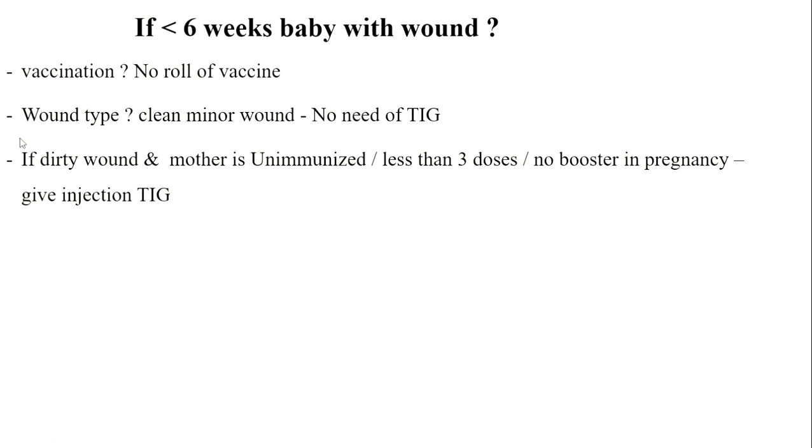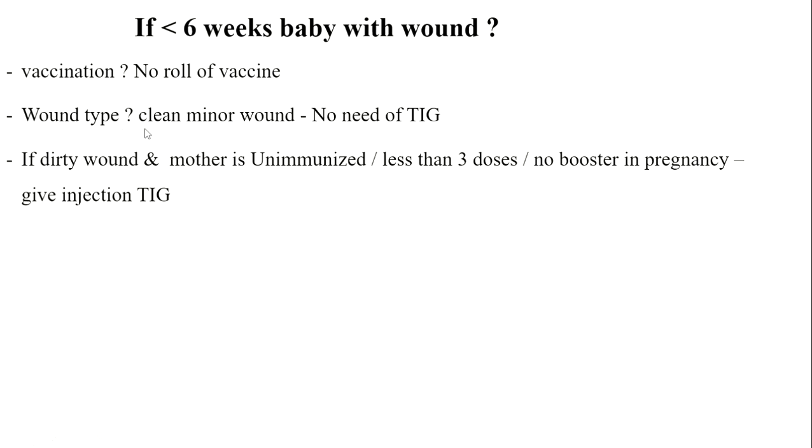So how do we approach a baby less than 6 weeks who comes with an injury to your clinic? What is the role of vaccination? We know the first dose won't give any protection. It acts only as a sensitizing dose. And the incubation period for tetanus can be as low as 2 days. So the vaccine won't protect. Then the next question you should ask is the type of wound.